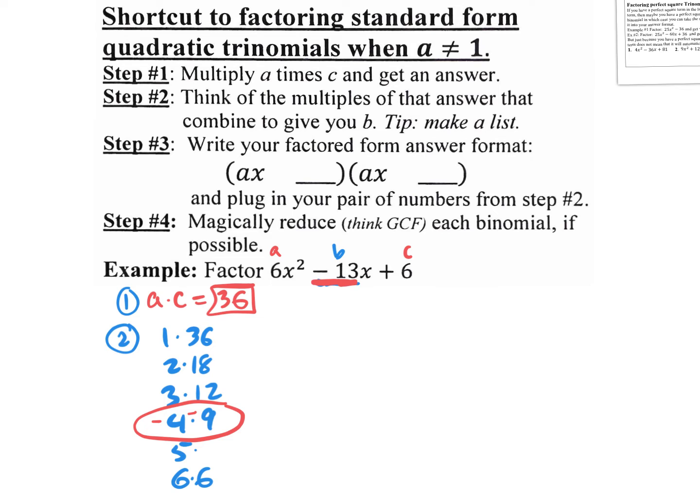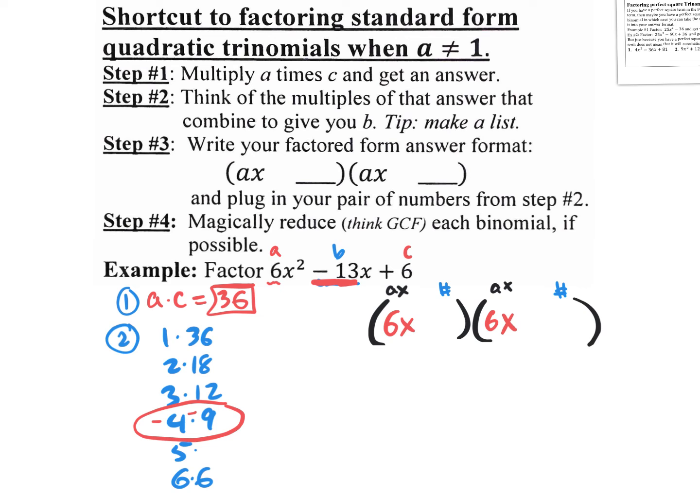Now we move on to the new stuff. Instead of changing it to a 4-term polynomial so I could then factor by grouping, instead of doing that, I want to jump right into my third step, factored form format: ax, and you know what? I'm going to write the ax up here instead of inside of the parentheses. And of course over here we have the number and the number from step 2. So what is my ax term? 6x, right? So everybody write down 6x. That's my ax term, 6x.